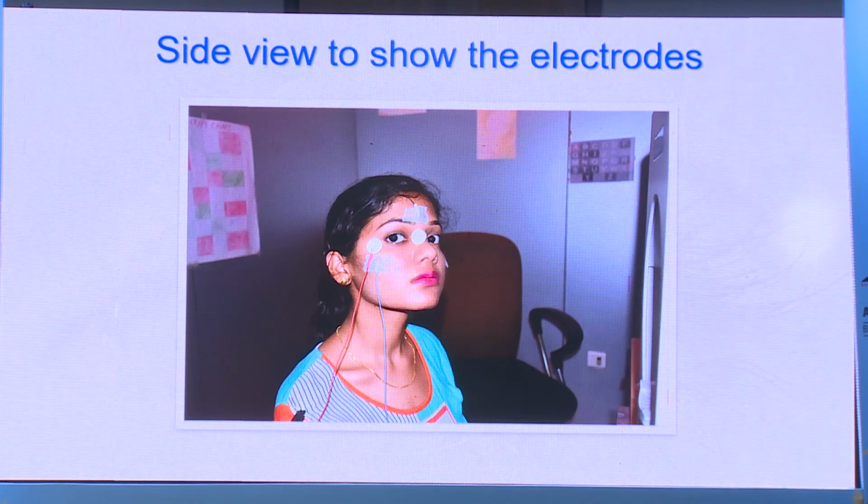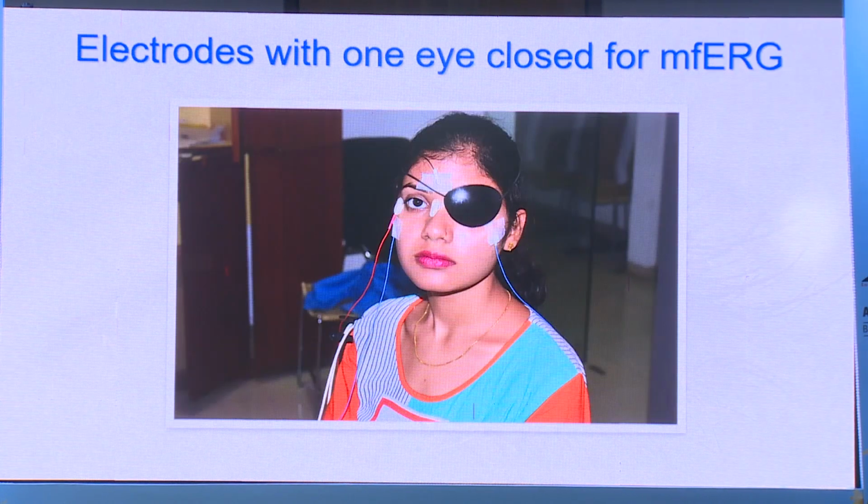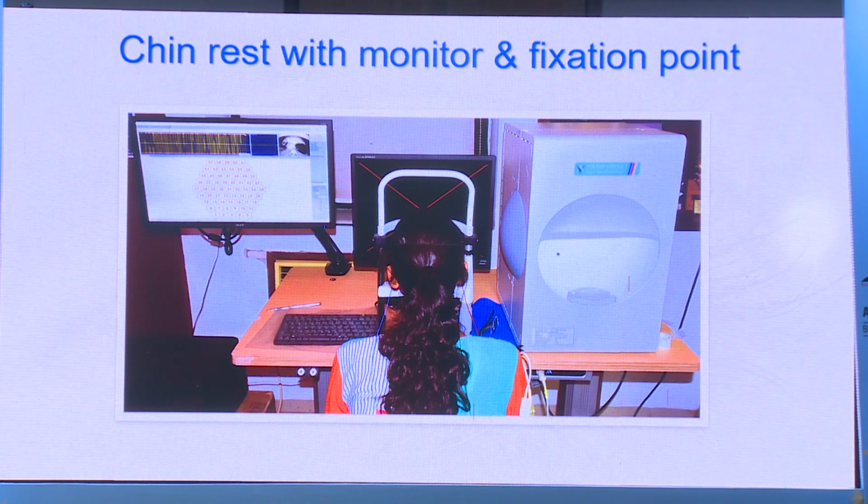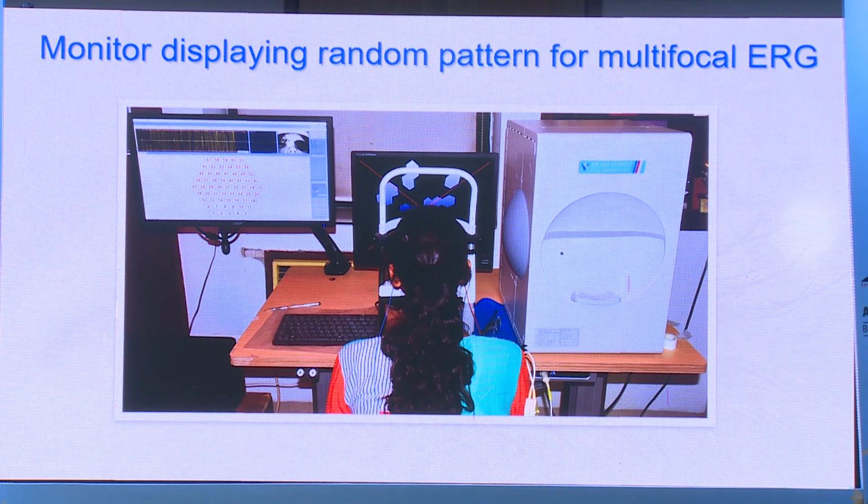Now, this is a side view to show how the electrodes are placed. In a multifocal ERG, one eye is closed, and this is how we keep the electrode and patch the eye. There is a movable chin rest which has to be placed in front of the monitor. This is a picture which demonstrates the ERG set-up, where the chin rest with monitor and the fixation point can be seen. The monitor displays the random pattern of multifocal ERG.